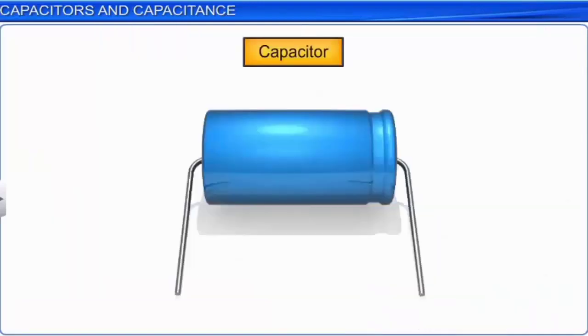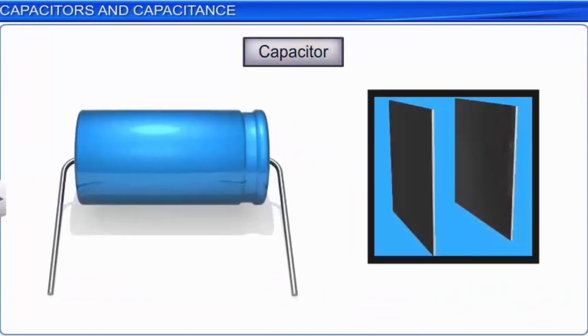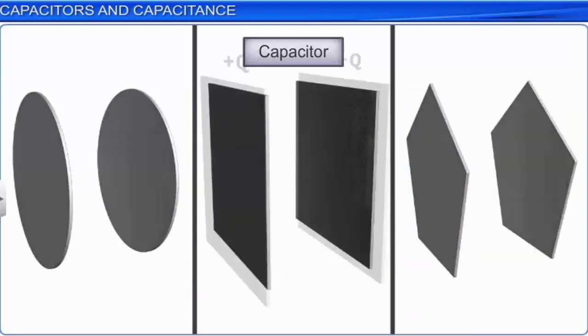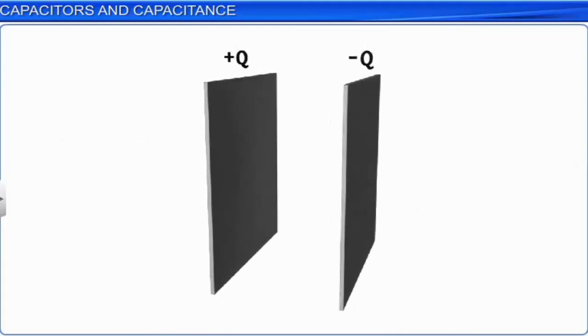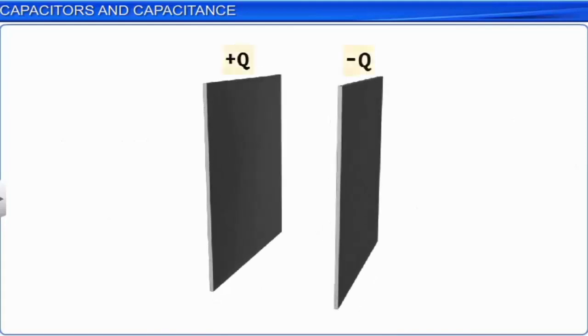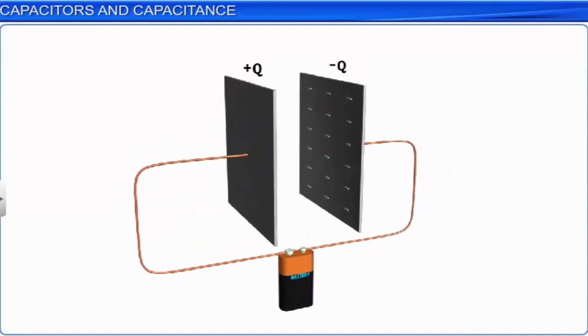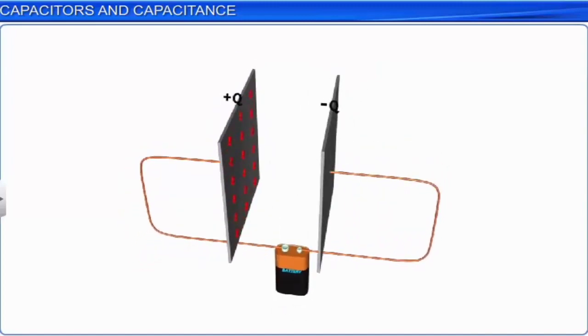Capacitors are devices that store electric charge. A capacitor essentially consists of a system of two conductors close to each other and separated by an insulating medium. The conductors can be of any arbitrary shape. Generally, the conductors are given equal and opposite charge of magnitude Q. This can be done by connecting them to the two terminals of a battery. The conductors carrying the charge are referred to as the plates.